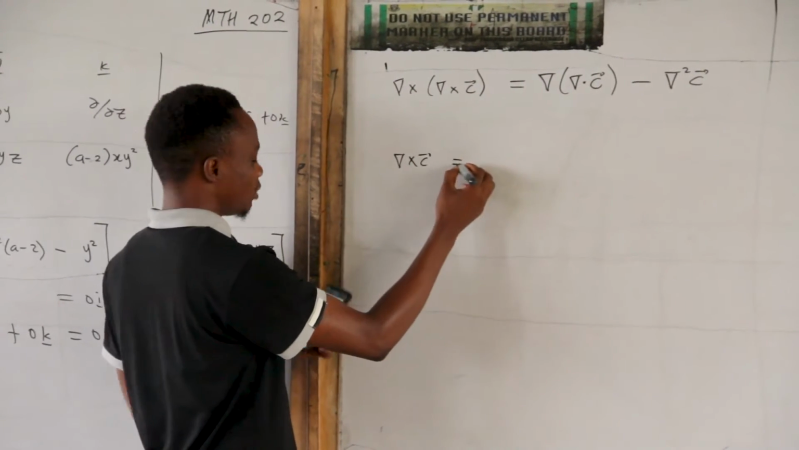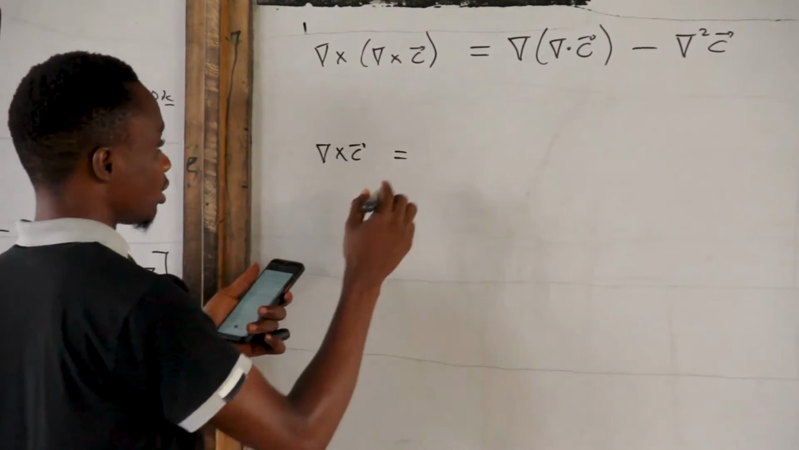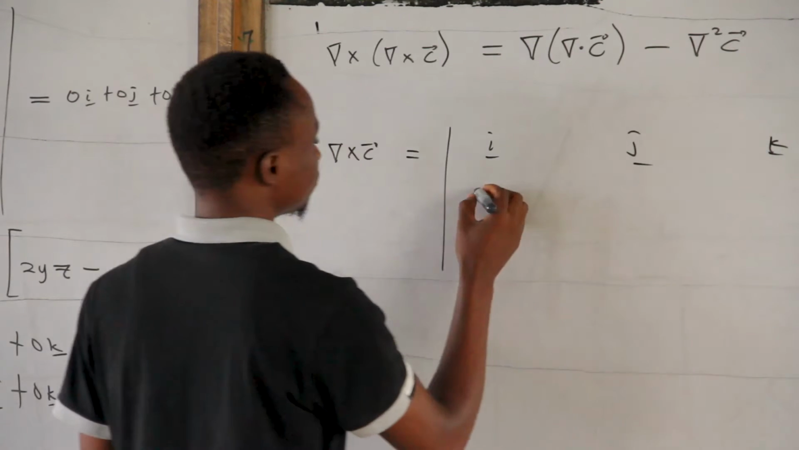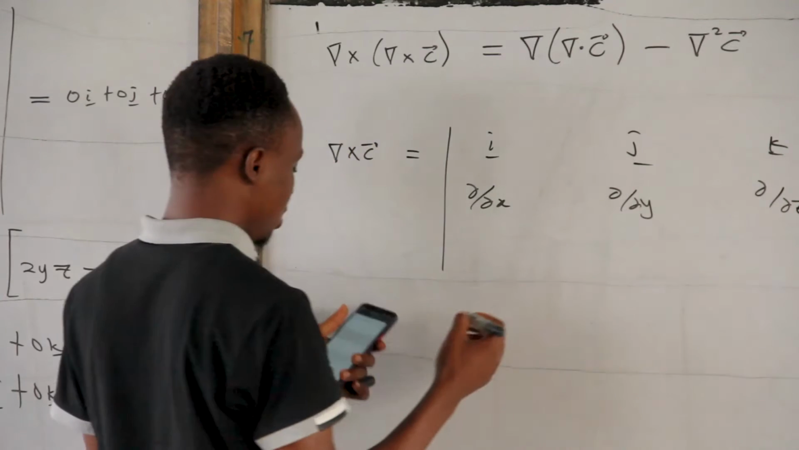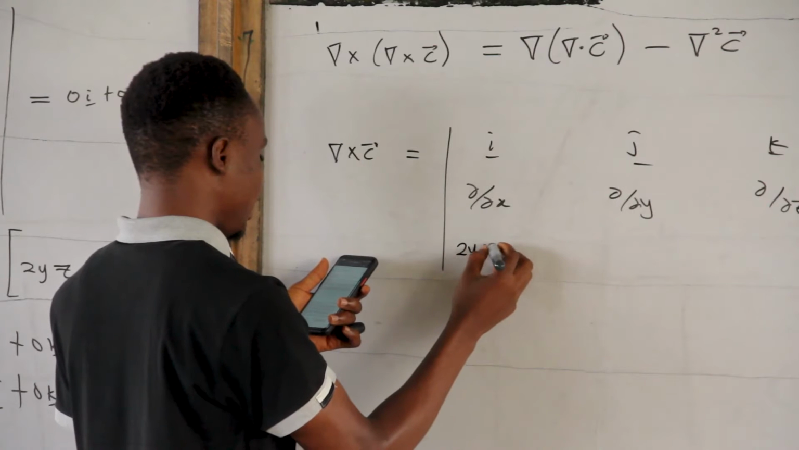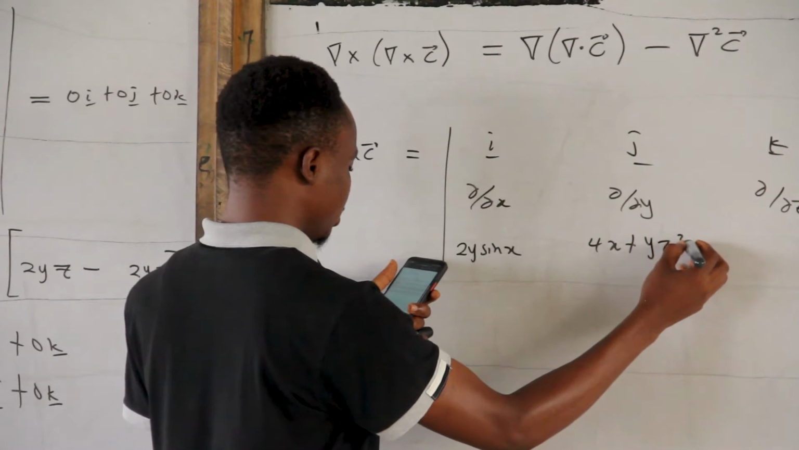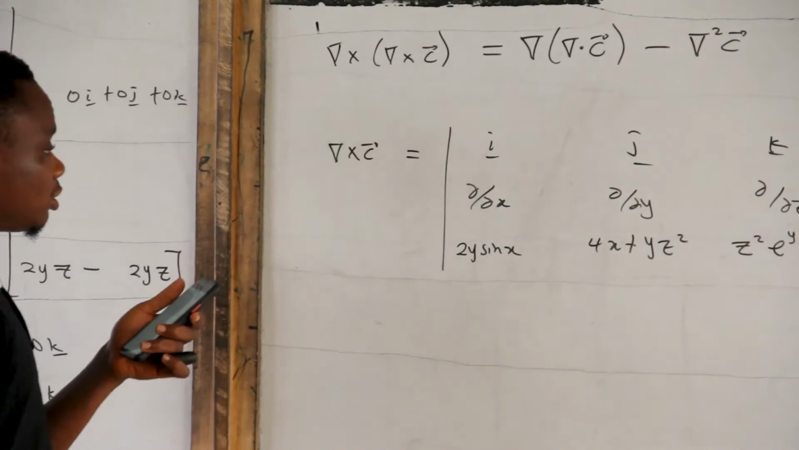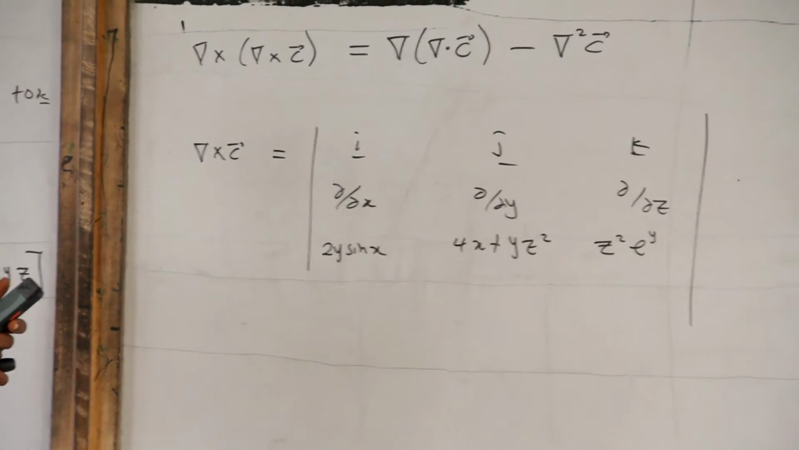Nabla cross C for number 22 is going to be the determinant with i, j, k, then d/dx, d/dy, d/dz, and then I have this to be 2y sin x, 4x plus yz squared, and z squared e to the power y. Is that correct? 2y sin x, 4x plus yz squared, and z squared e to the power y.